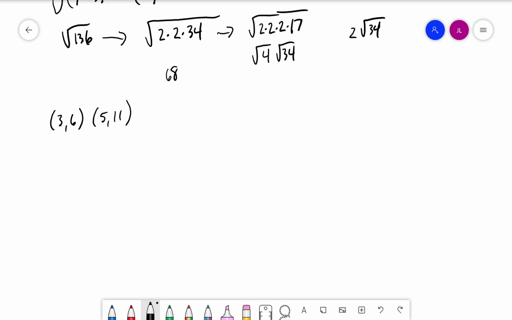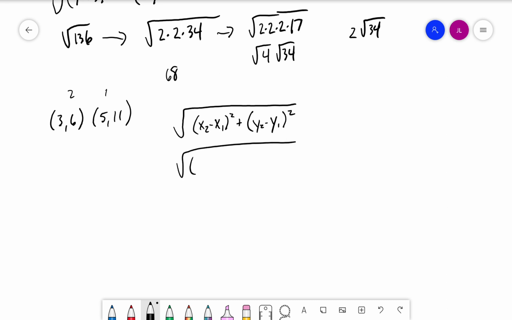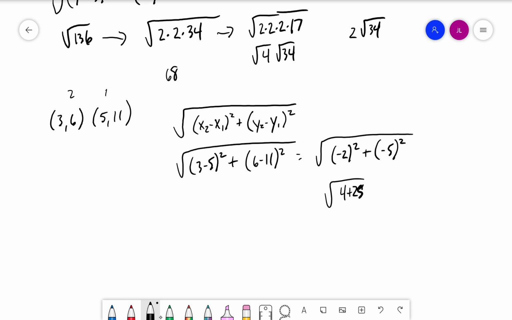Again, remember, we're going to have the square root of x2 minus x1 squared plus y2 minus y1 squared. So here we'll reverse this: that's 1, that's 2. So we have 3 minus 5 squared plus 6 minus 11 squared. This is the square root of 3 minus 5, -2 squared, plus 6 minus 11, which is -5 squared. So really we're looking at the square root of 4 plus 25, which is the square root of 29. So that's our distance between the points 3, 6 and 5, 11: the square root of 29.